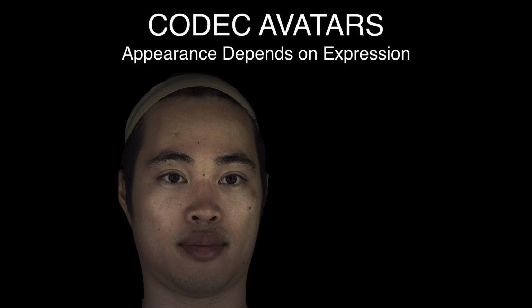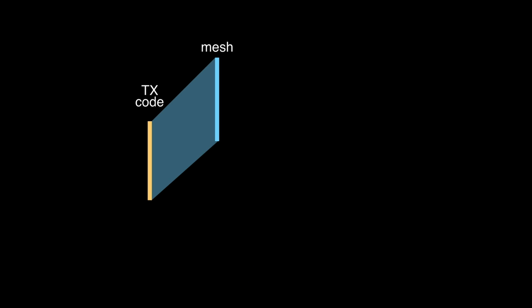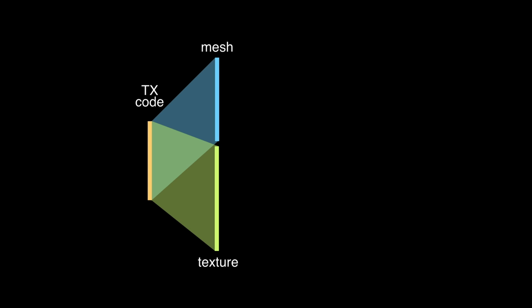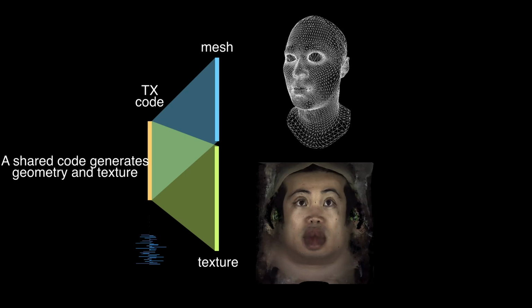The second aspect of it is that appearance depends on expression as well. If you notice, this is a person in neutral expression. I'm not sure if the projector can show this, but if you look closely, as he makes his expression, the blood flows into his forehead region, and that actually changes the appearance of the individual. And so this code not just produces the mesh, the geometry, but it also produces the texture, right? So if you think about it, this is essentially a map of the face. You've unwrapped the texture into a 2D surface, and that's what you see over there. And as the code varies, the geometry changes, but the texture changes as well. You see that there. So this code is essentially a shared encoding of both the geometry as well as the texture.